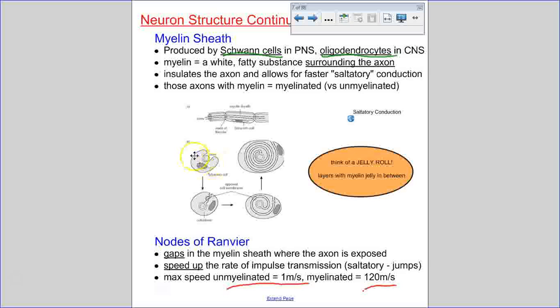So the Schwann cells are what produce it in the PNS, and oligodendrocytes are what we find in the brain and spinal cord that make it. The myelin itself, we said, is a fatty substance, and because it's a fatty substance, that's what makes it appear white.